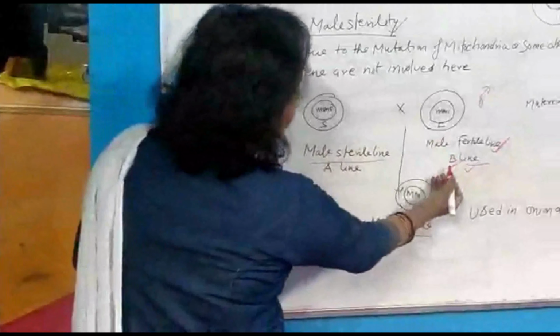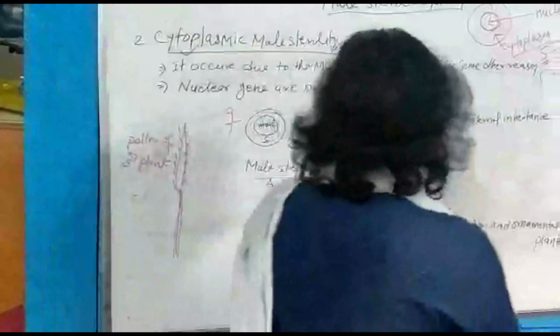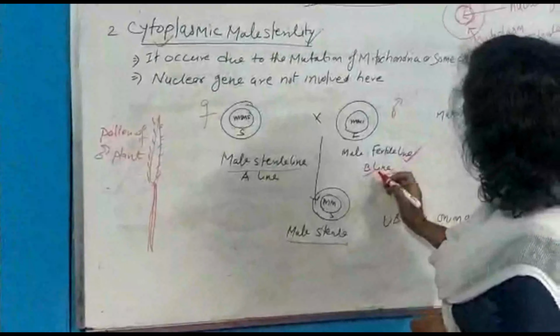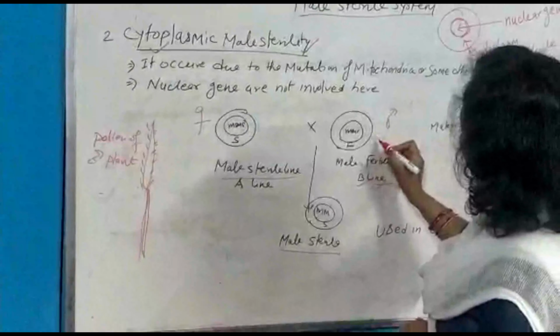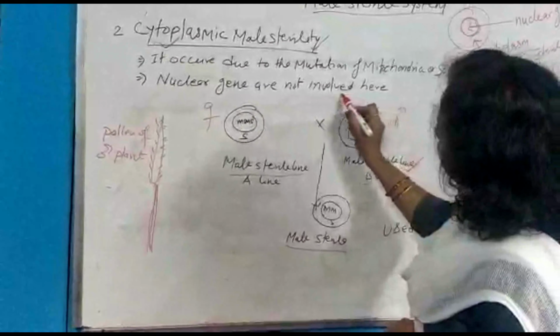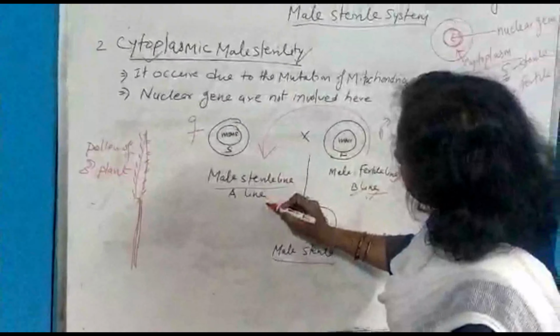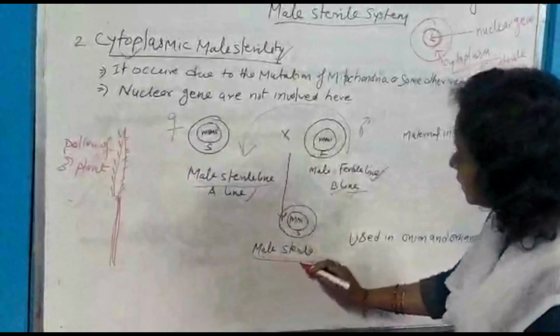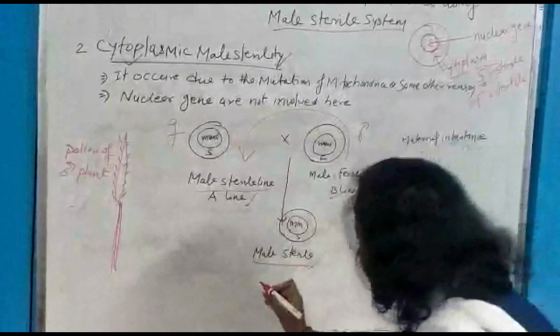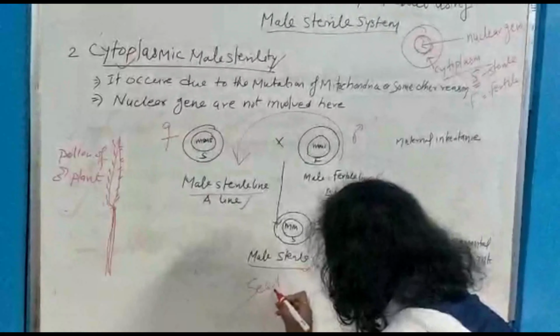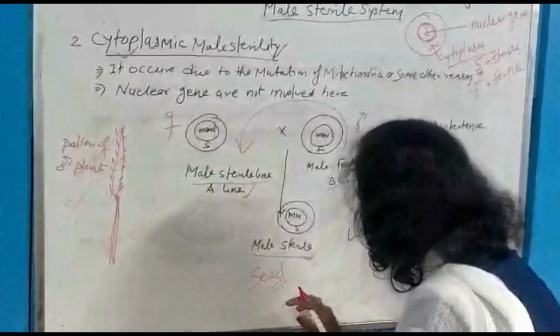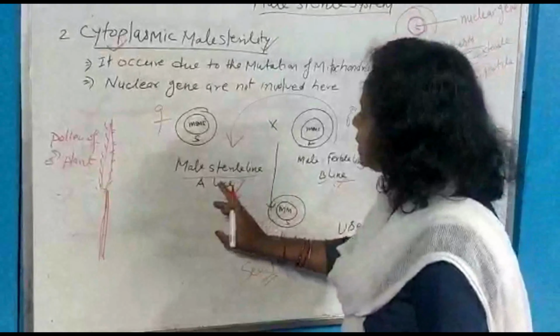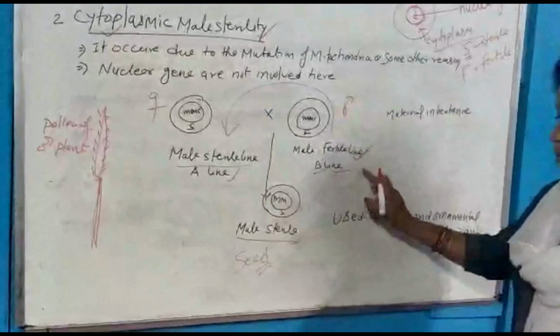So the B line will work as the pollinator. It means the pollen falls on the male sterile line, and we get the seed. That is, the seeds are male sterile. It means we harvest the seed here, and we can maintain the male sterile line by the B line.